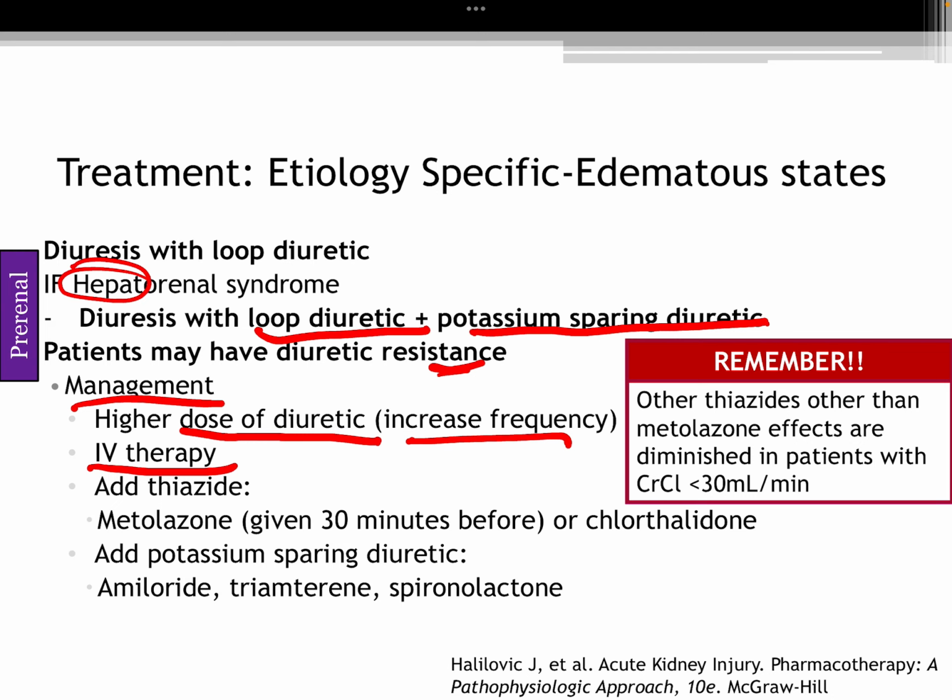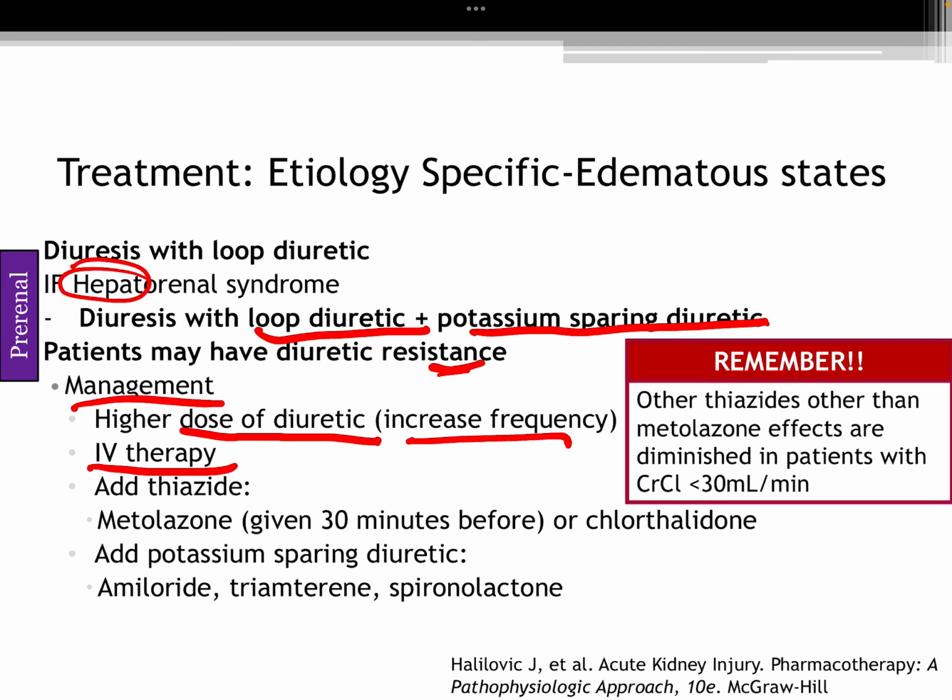You can also consider adding a thiazide diuretic such as metolazone. Now, metolazone should be given 30 minutes before you give the loop diuretic for a better synergistic effect. It is notable that other thiazides, including chlorothalidone, can't be used in patients with creatinine clearances less than 30. Another consideration could be giving a potassium-sparing diuretic such as spironolactone, eplerenone, and any of these other agents such as triamterene.